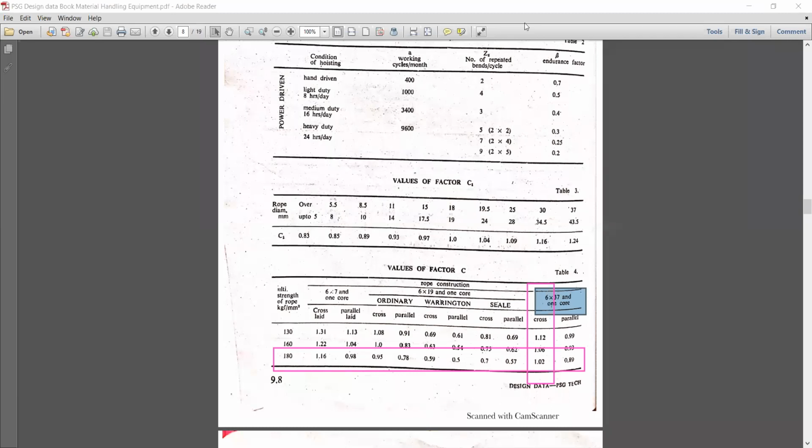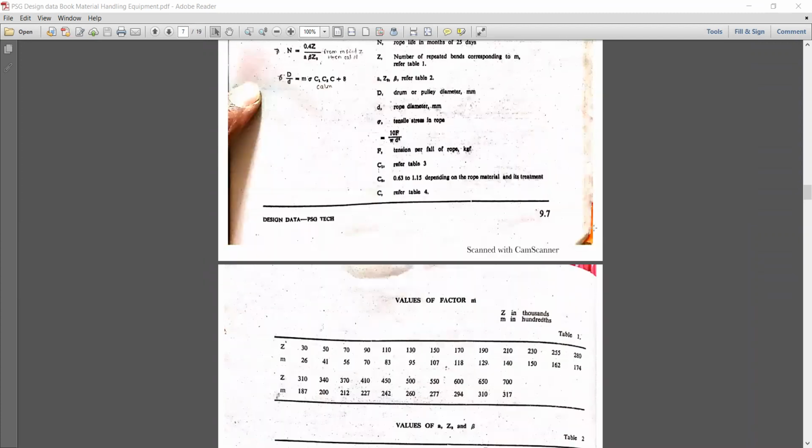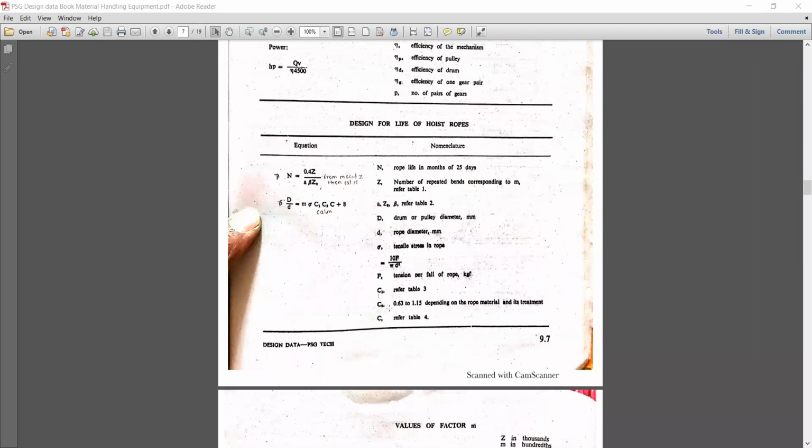Okay, now next one, we have to find out the value of c2. The value of c2 is on page number 9.7 itself. It is given 0.63 to 1.15. We are selecting the value of c equal to 1, because it totally depends upon the raw material and the external treatments, or heat treatment, or annealing treatments which we applied on the rope. Okay, based on that you can consider the value.